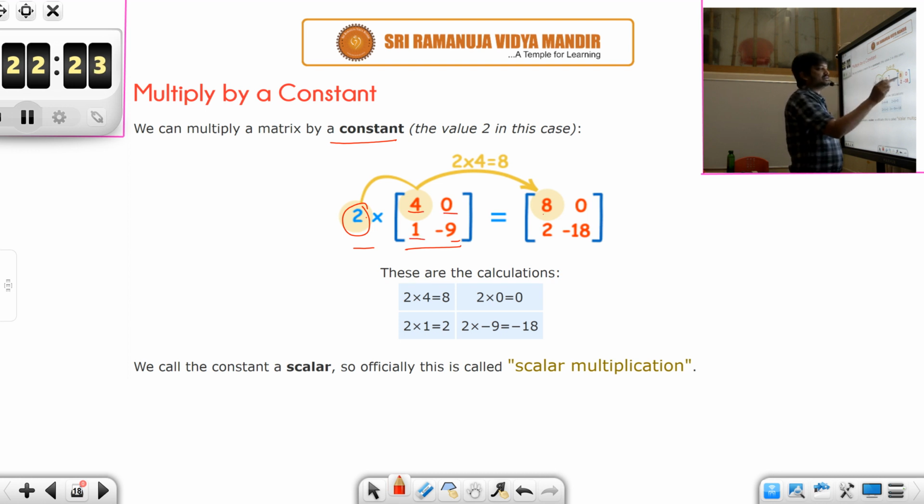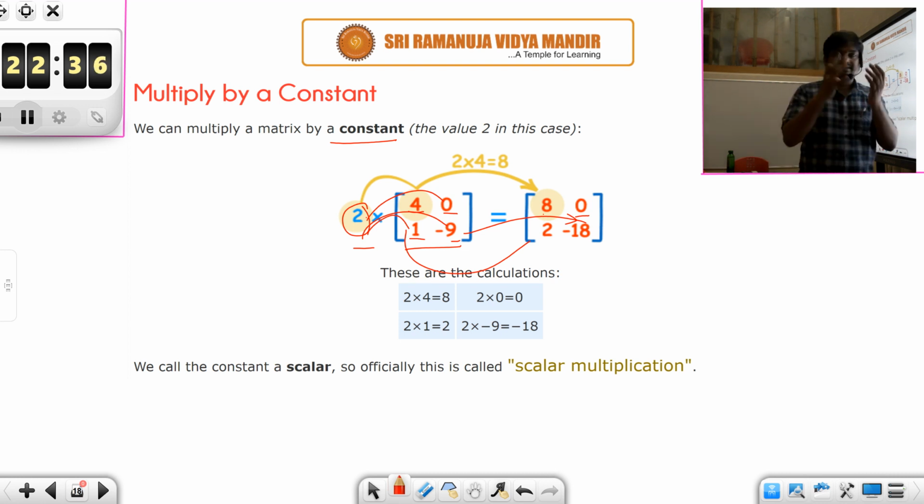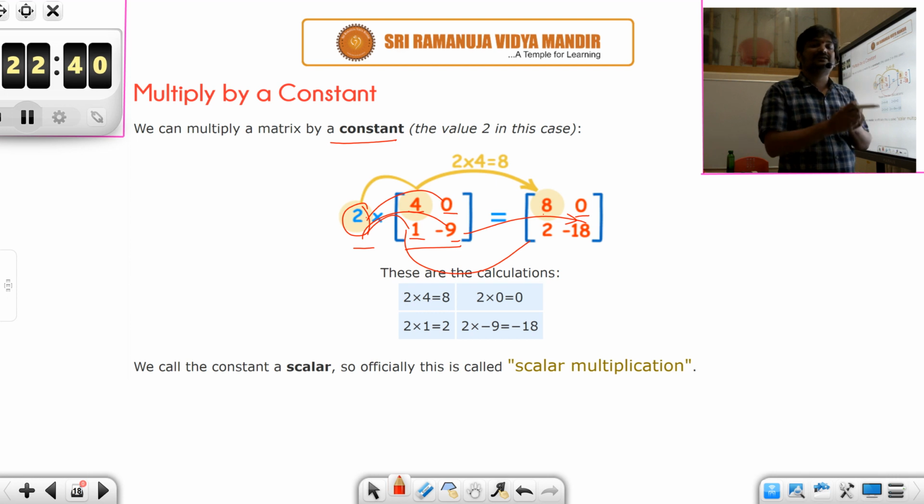So 2 times 4 will turn into 8, and then 2 times 0 will become 0, and then 2 times 1 will become 2, and then 2 times minus 9 will turn to minus 18. Okay. So multiplying a matrix by a constant or by a scalar means you need to multiply each and every element of the matrix. This is what we call scalar multiplication, because we are multiplying by a scalar number.